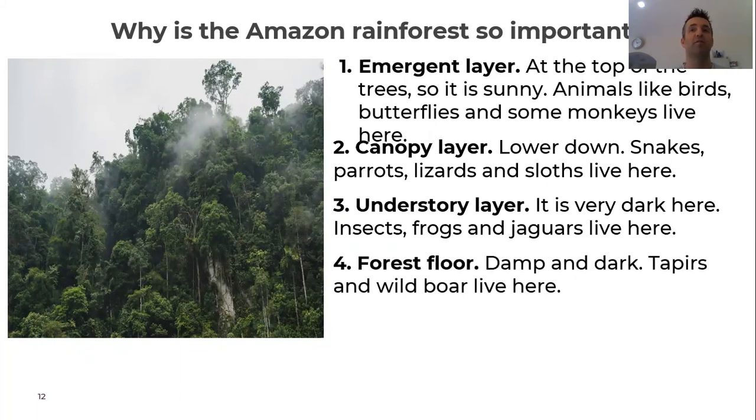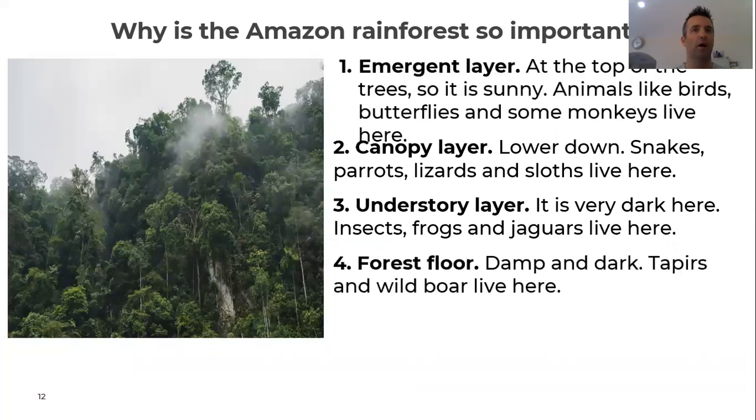And again, it's very, very dark here because not much sunlight can reach through the trees. And it's also very damp because it's nearby the river. So the ground is quite damp. And animals like tapirs, which are mammals, and wild boar live here within that dark, damp area. And again, they have a very specific habitat where they can find their food and they can make nests to keep themselves safe.